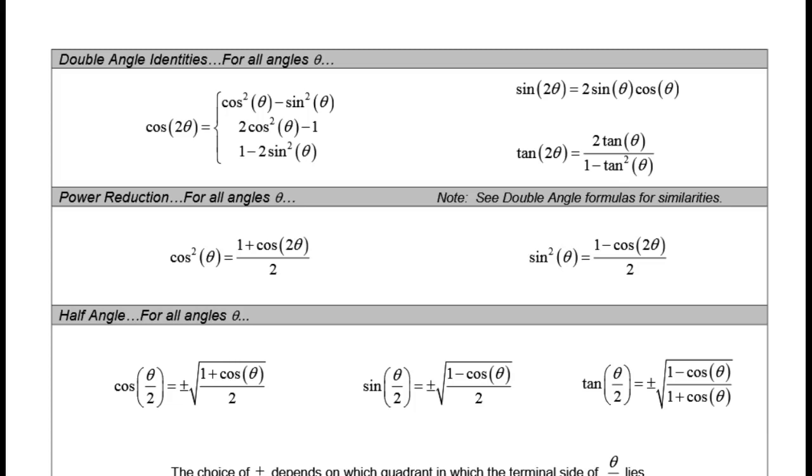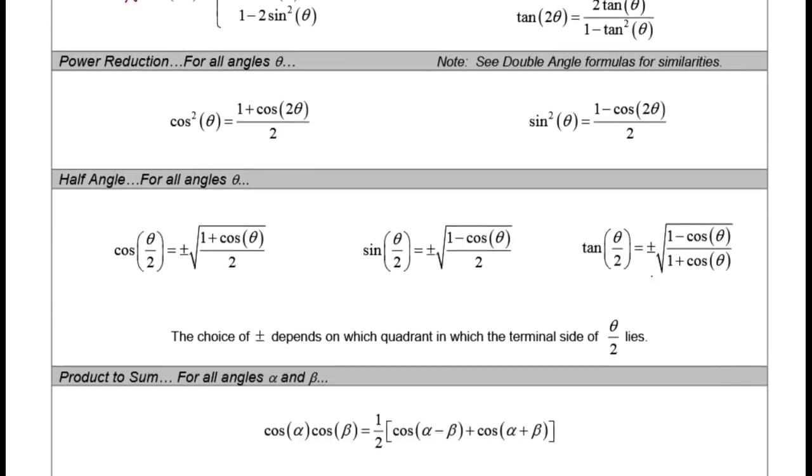I will tell you this. Memorize. Memorize. Power reduction formulas for all angles theta. We don't have to memorize these two. So we'll continue to move on down.